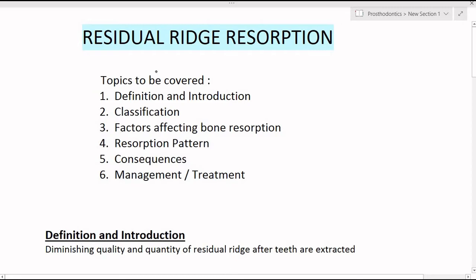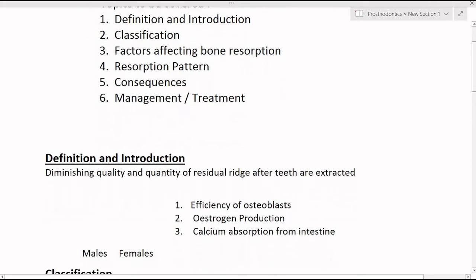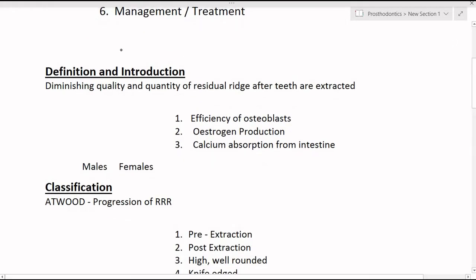Now starting off, these are the 6 topics that I'm going to be covering it under. Starting with the definition and the introduction. Talking about the definition, this is your GPT 9 definition. Residual resorption basically means the diminishing quality and quantity, both quality and quantity, of the residual ridge after teeth are extracted.